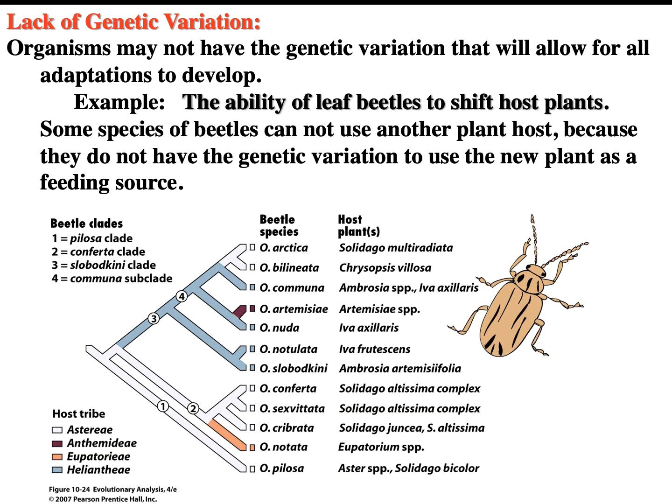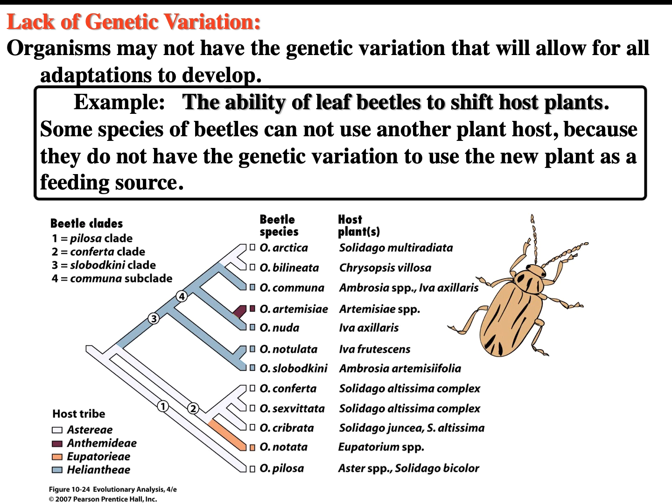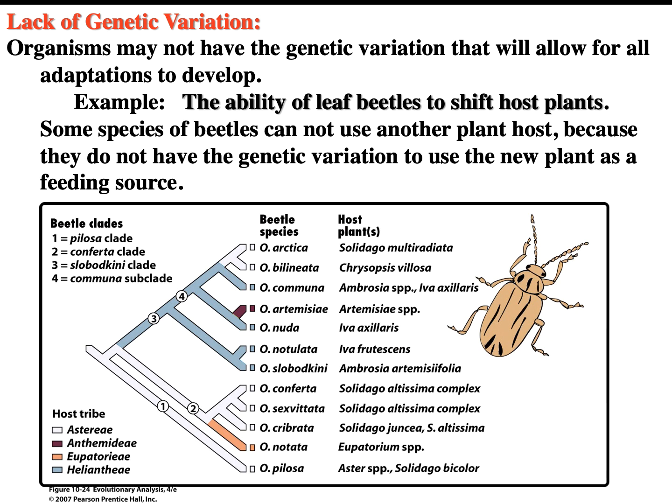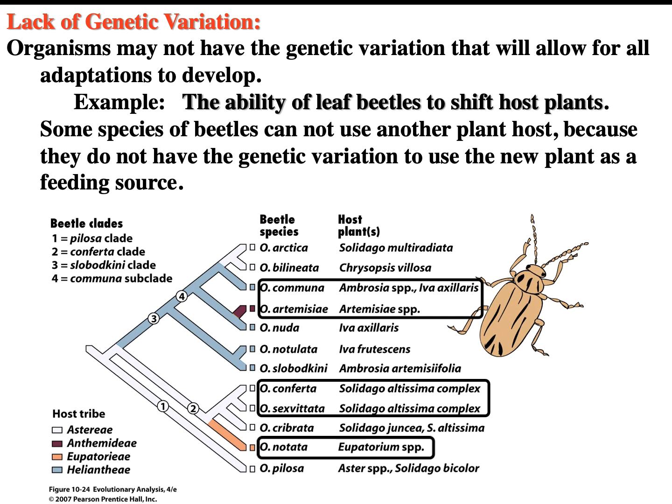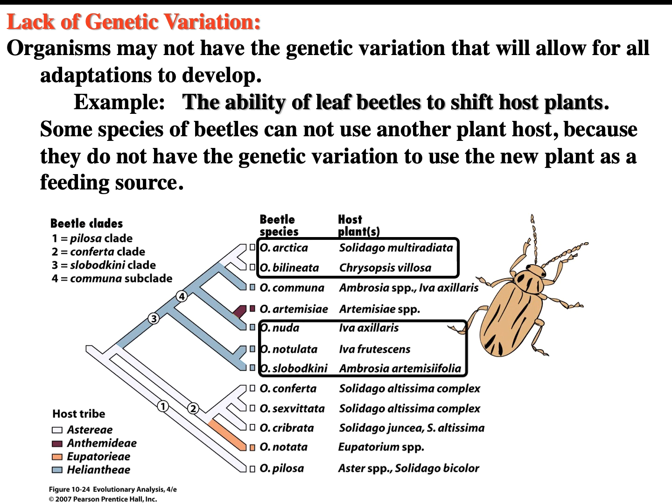So one constraint is the lack of genetic variation. There are some leaf beetles that can shift from one host plant species to another, but there are others that lack the variation to do so. So down here, some of these species are capable of growing on more than one species, and some on many species, whereas a few up here can only grow on a single species and cannot adapt to living on a different host species.